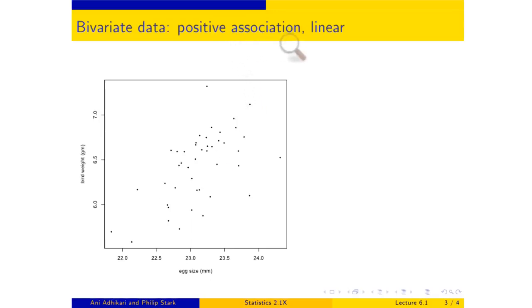Association is the technical term for any relation between variables. Positive association is what you see when the scatter diagram is sloping up. Above average values of one variable tend to go, in general, with above average values of the other.